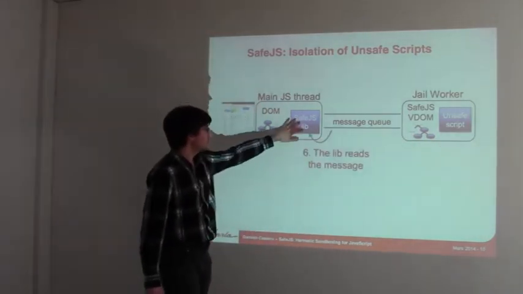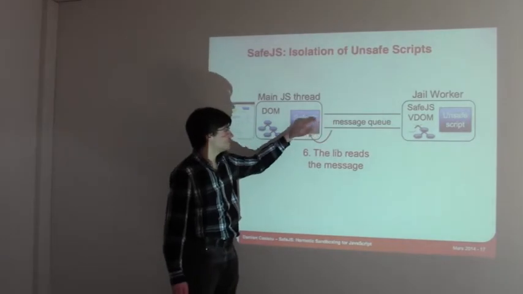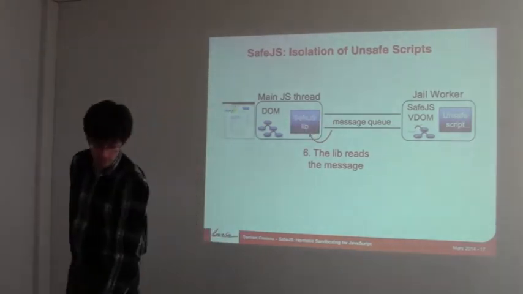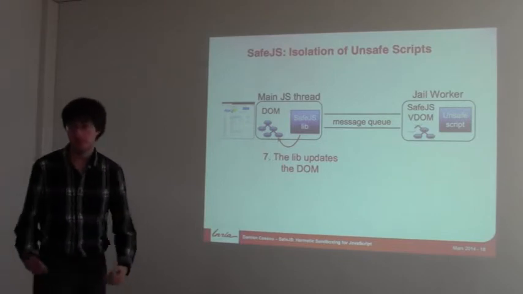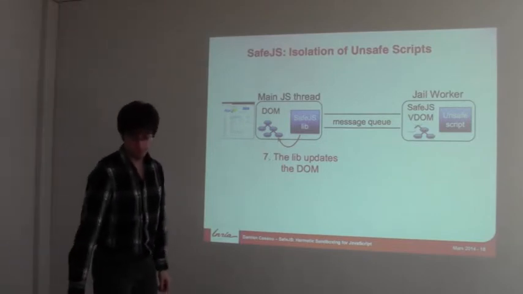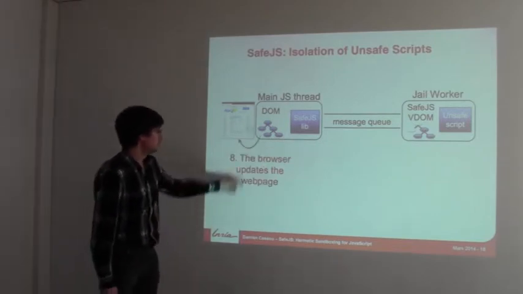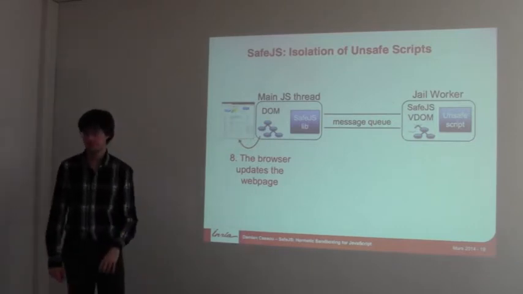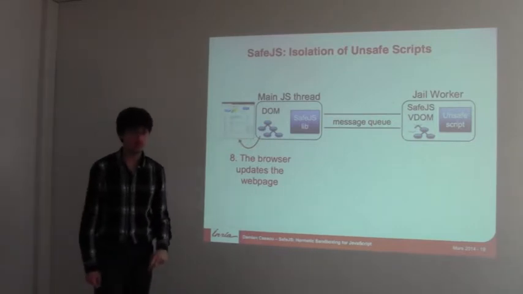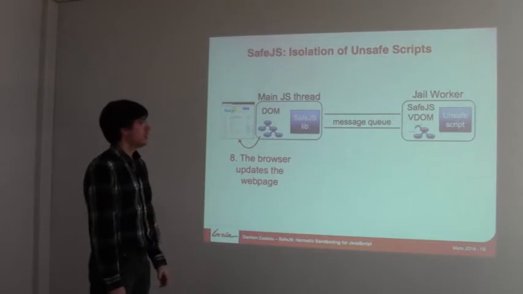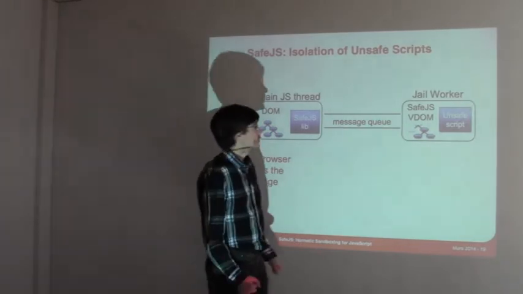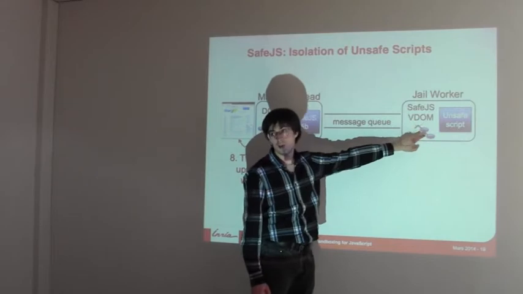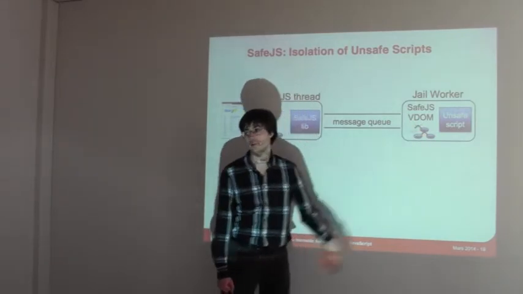Then at some point the SAFE.js lib will read this update from the message queue, will update the real DOM, and the web browser will add the widget on the page. Okay, why is it safe? I told you, here we only have the important information. Okay, nothing else.